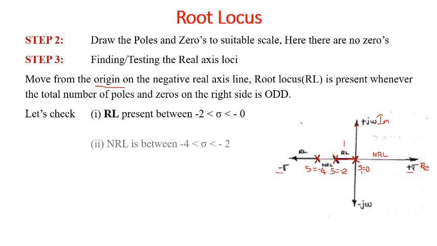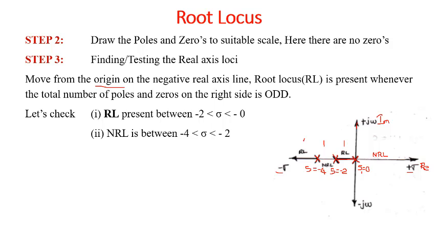Next, second check. Second we are going to check from minus 2 to minus 4. Here we are going to stand in between these two poles, and count the total number of poles and zeros. So 1 and 2, that is an even number. Hence when it is even, the testing line between minus 2 and minus 4 will be a non-root locus line. So need not darken it.